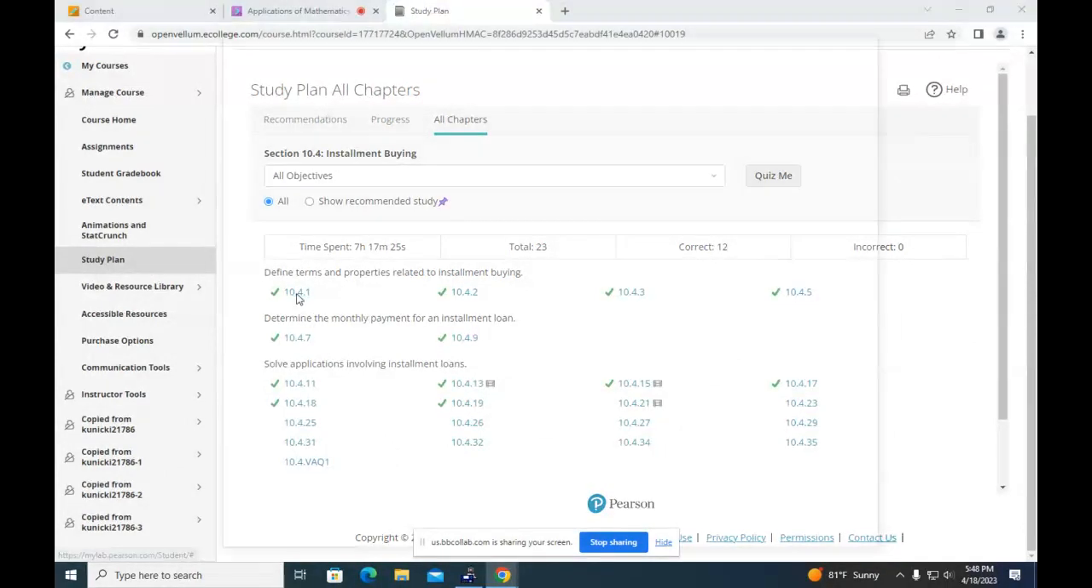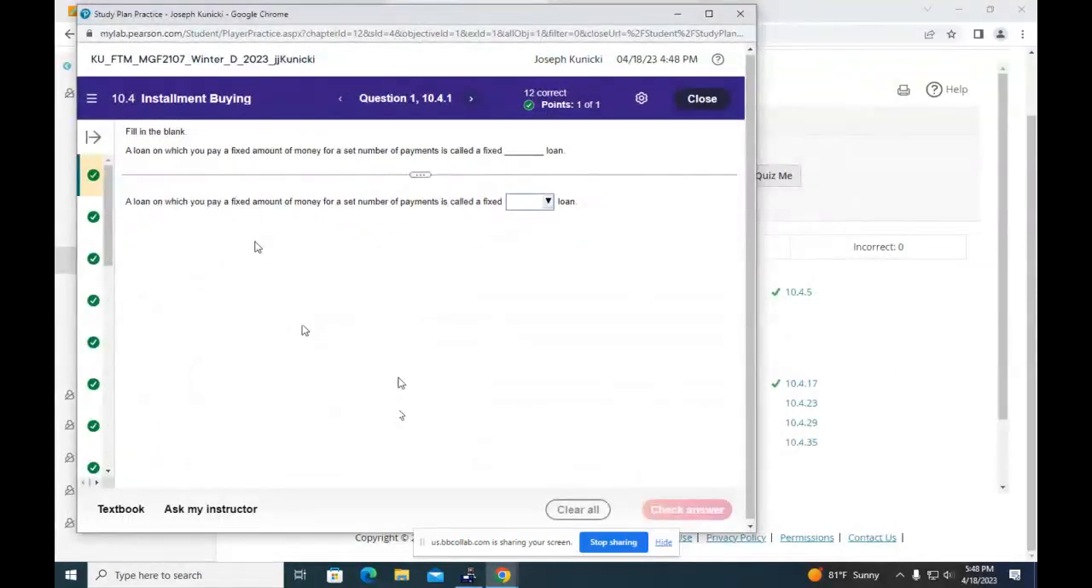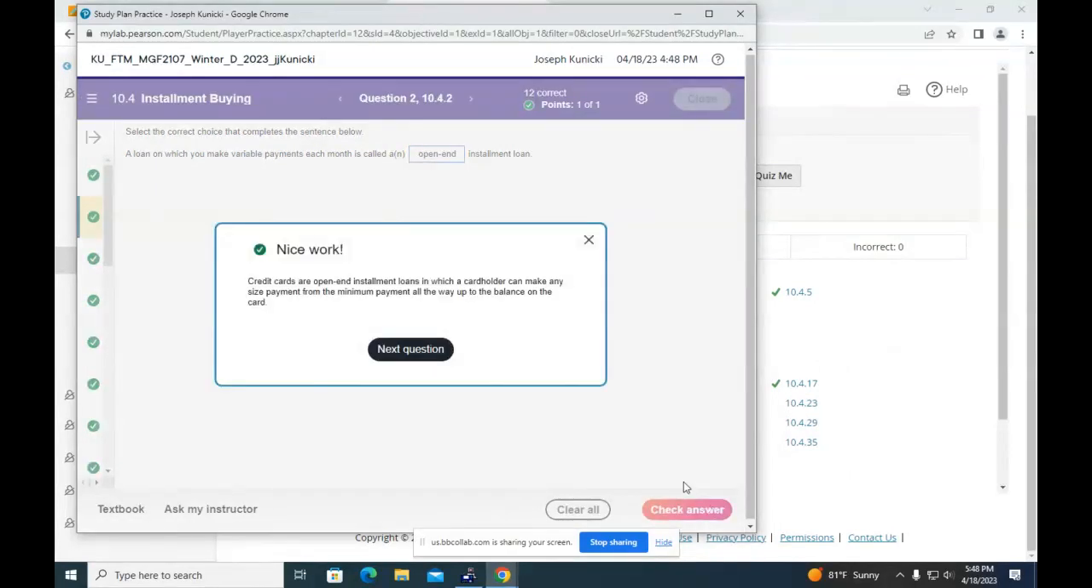Okay, so let's see if we can get some definitions out of the way here. A loan in which you pay a fixed amount of money for a set number of payments is called a fixed installment loan. Installment being the monthly payment. I know it says a set number of payments, and that's in reference to a monthly payment. A loan on which you make variable payments, this is just a throwaway, just to show you that this is a credit card. It's an open-end installment. Those are credit cards because there's no set amount. There's only a date with a minimum, right?